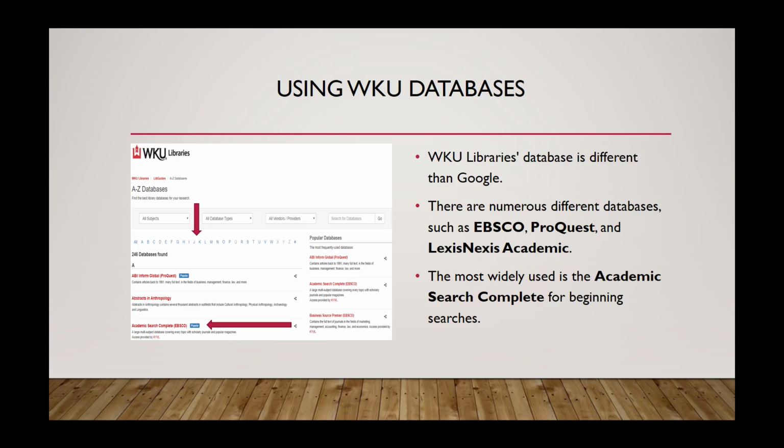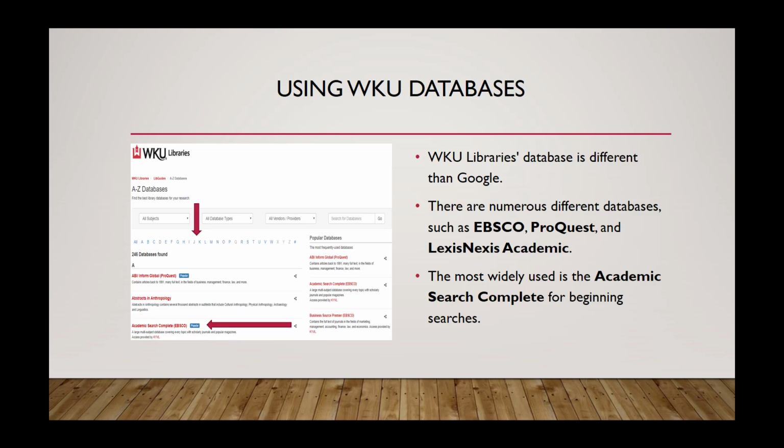So from the WKU library webpage, you can click databases, which is underneath the OneSearch library catalog field. And this is where you'll get into more stuff, because the library catalog search is pretty much stuff that we have in our catalog, such as books and online. And that's one way you can get information.